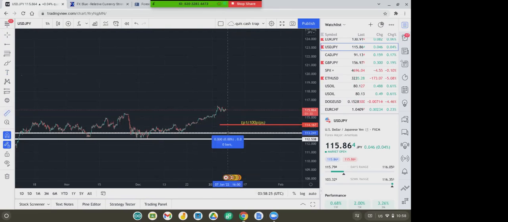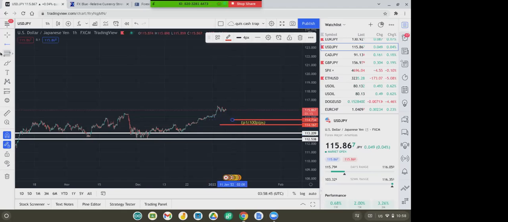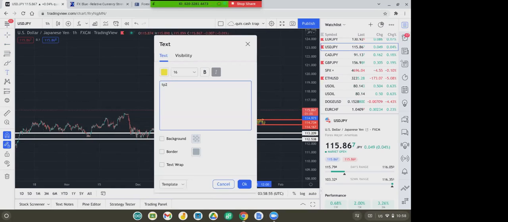Then do it again for TP2. TP2, I'm going to make it 150 pips, right? So TP2, I'm going to put it at 152 pips, 152 pips, right? So we're going to write it down. TP2, 152 pips. Boom.